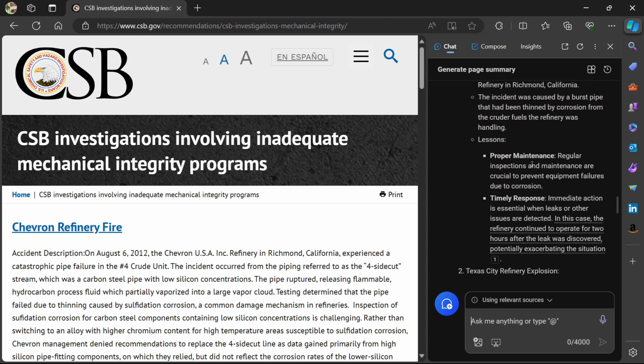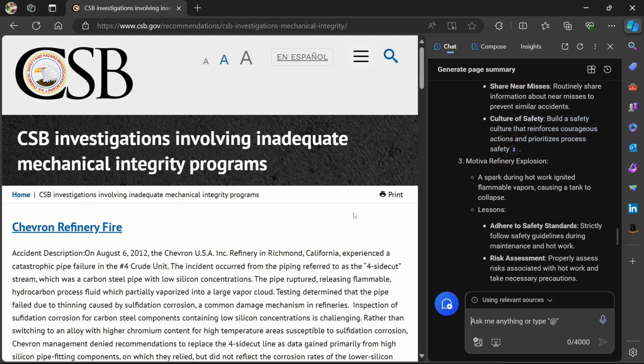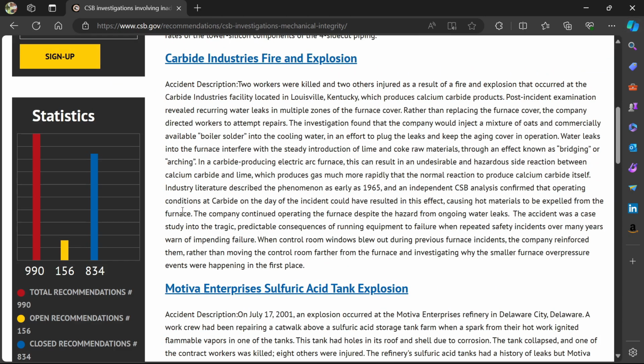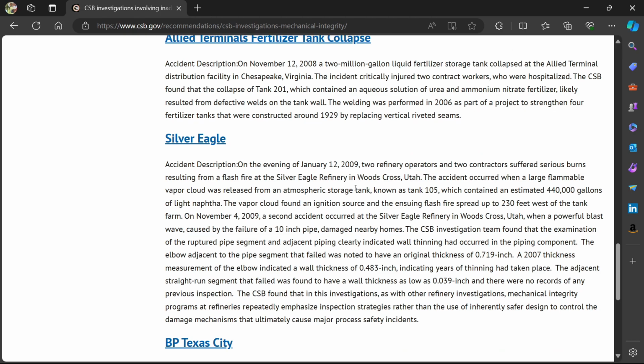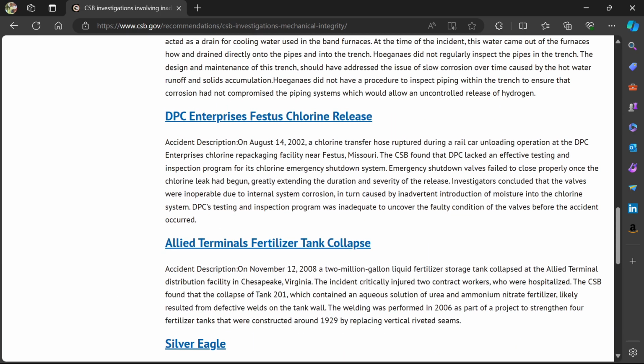What were the lessons learned? Well, boom, there it goes, and it starts showing you what the lessons learned are, right? So that's just to give you an idea of what the Bing chat AI can do for you to help you get through a lot of research when you're trying to understand and learn some information. So back from the CSB, what were those lessons learned?